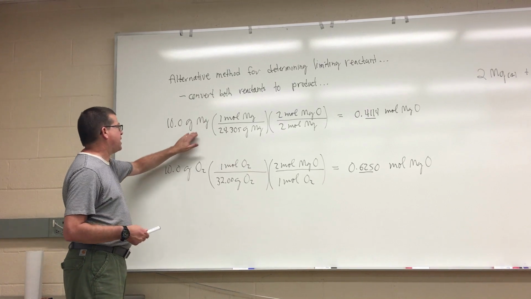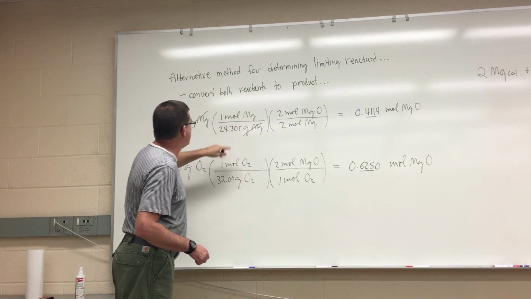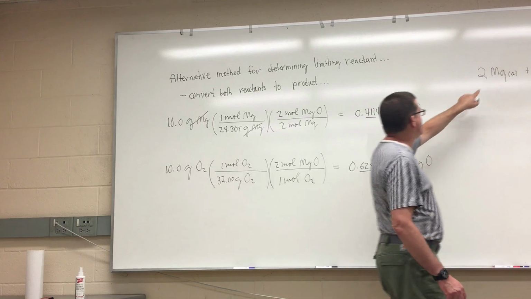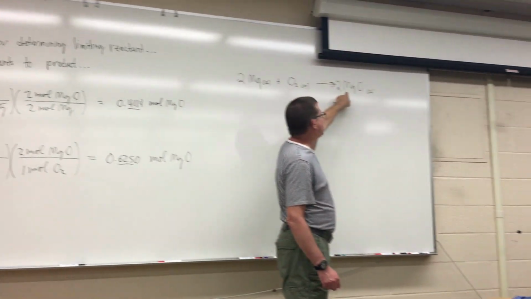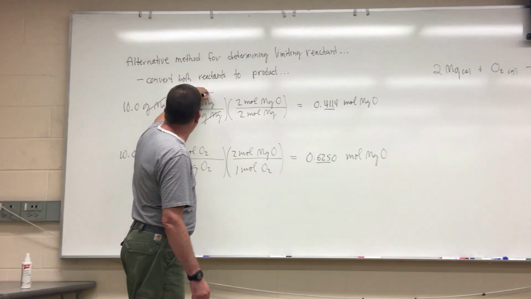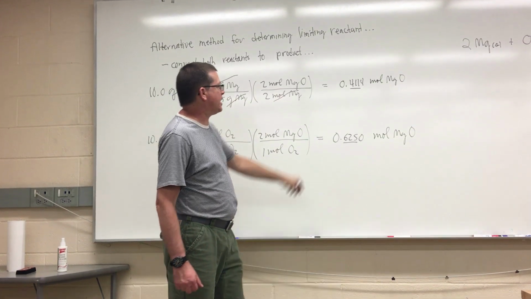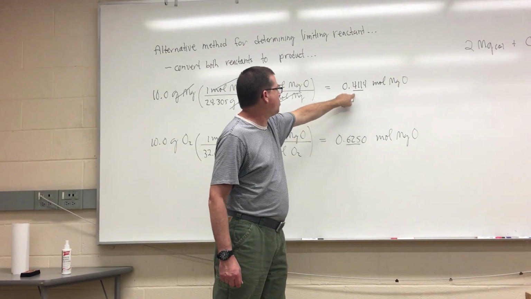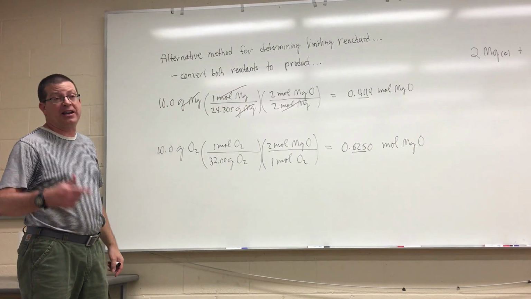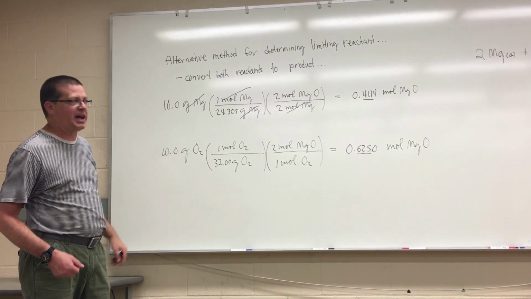So I'm going to start out with my magnesium. I've got my 10 grams of magnesium. I'm going to convert that to moles of magnesium, and then use my mole bridge over here, right? For every 2 moles of magnesium that I use, I'm going to make 2 moles of magnesium oxide. I've got my mole ratio of 2 to 2, so the moles of magnesium will cancel. I'm left with moles of magnesium oxide, and I get 0.4114, which is 0.411 to sig figs, moles of magnesium oxide. Now again, I can take that to grams if I want to, in order to get a theoretical yield in terms of mass.